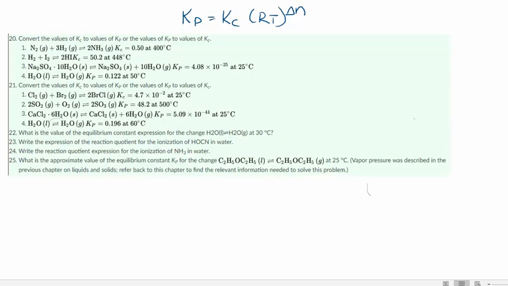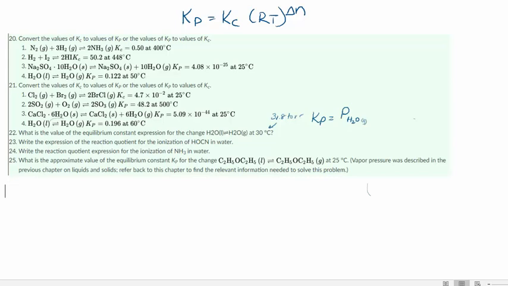Number 22, what's the value of the equilibrium constant expression for the change of water going from liquid to gas at 30 degrees Celsius? Well, this assumes that you have a way to look at the vapor pressure of water. So I'm going to insert that information here. The vapor pressure of water at 30 degrees Celsius is 31.8 torr. So if you're given that information, now you can calculate the equilibrium constant expression for this change. So Kp is going to be dependent on the partial pressure of the gaseous water. That's the product. There is nothing on the reactant side to divide by, so it would be divided by 1.